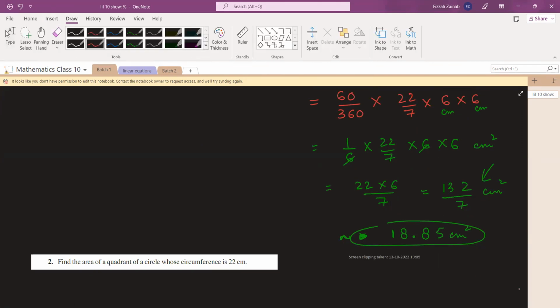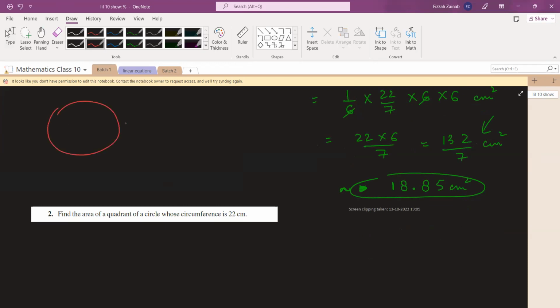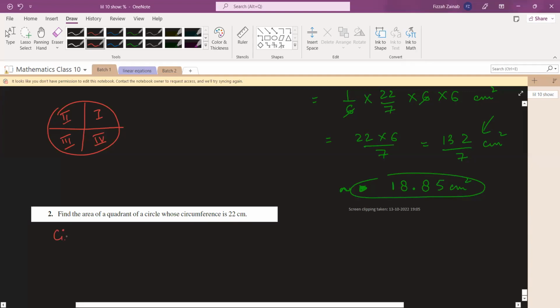Find the area of the quadrant of a circle. What is quadrant? Who will tell me? See, this is a full circle. When we divide it into four, don't we call this the first quadrant, this the second quadrant? Remember, in trigonometry, third quadrant and fourth quadrant. In geometry, that means only one fourth part of the circle you are taking. So find the area of the quadrant of a circle whose circumference is given. So will the angle be 90?